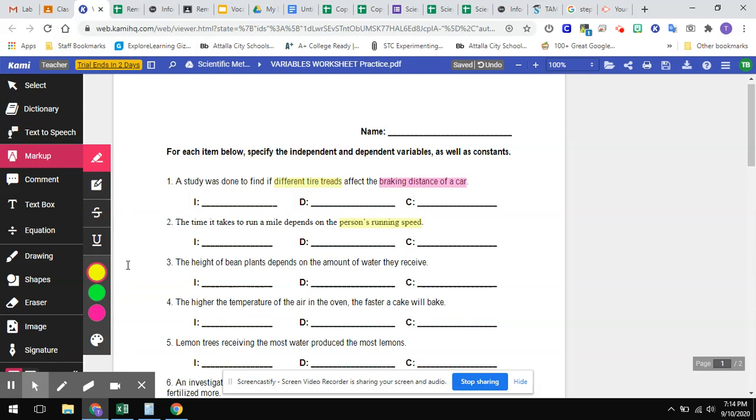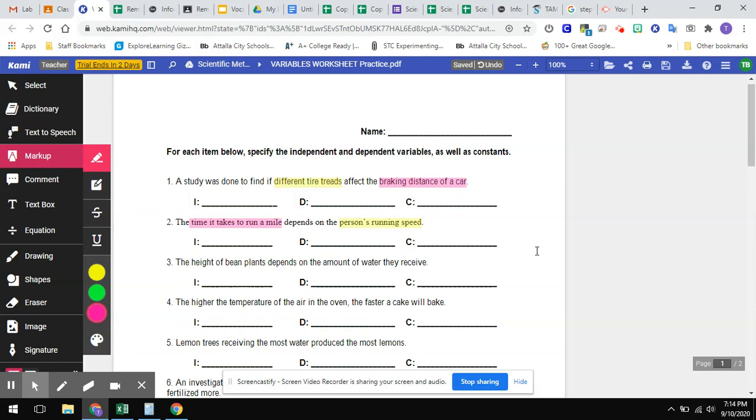Okay, now let's go to, well, what's our dependent variable? What is it that we're measuring? We're measuring the time it takes to run a mile. That's what we're going to measure. That's going to be our dependent variable. So now let's talk about what could be a constant here. Okay, now this says the time it takes to run a mile depends on a person's running speed.